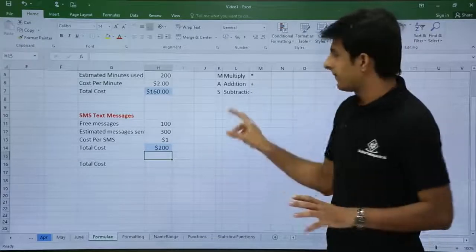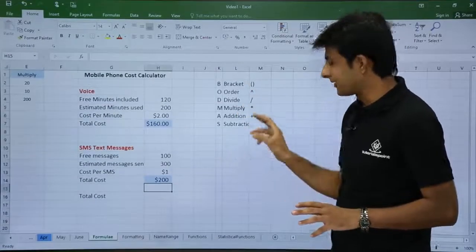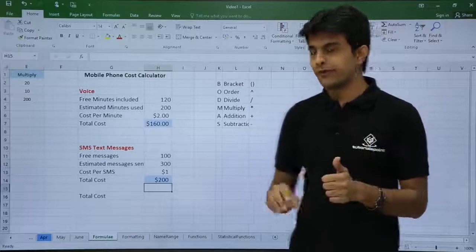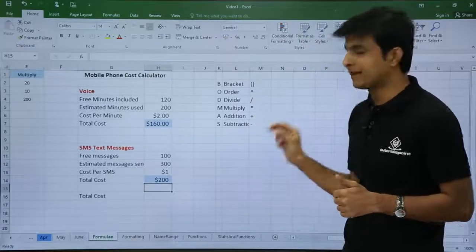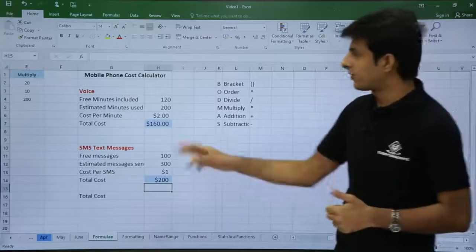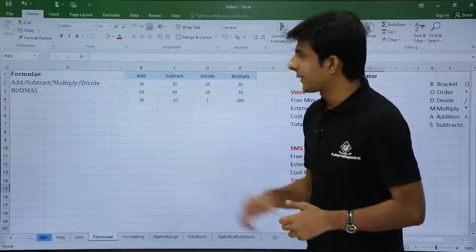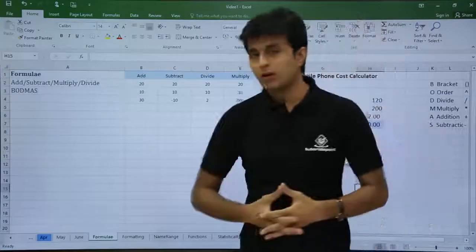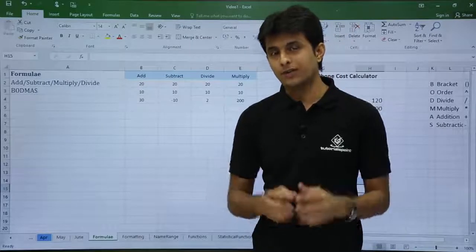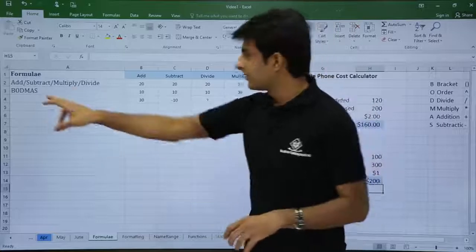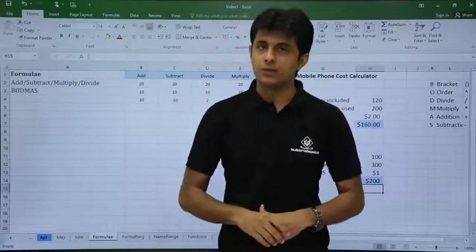So, keep in mind, whenever you are using all these operators in one cell, the first preference is given to brackets, exponential, division, multiplication, and then addition, subtraction. So that is all about BODMAS. Now in this video we have seen how to add, subtract, divide, multiply. When you are using all these operators in one cell, this is the way you can remember, that is BODMAS. Alright.